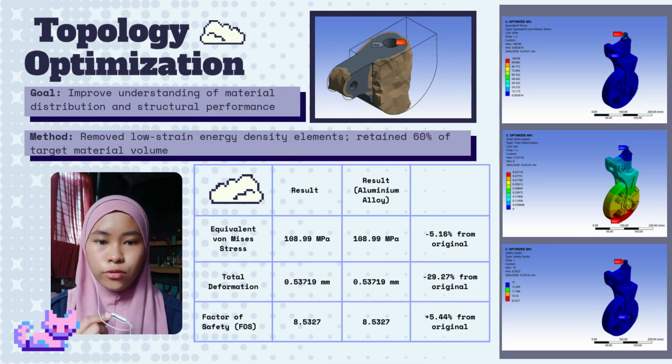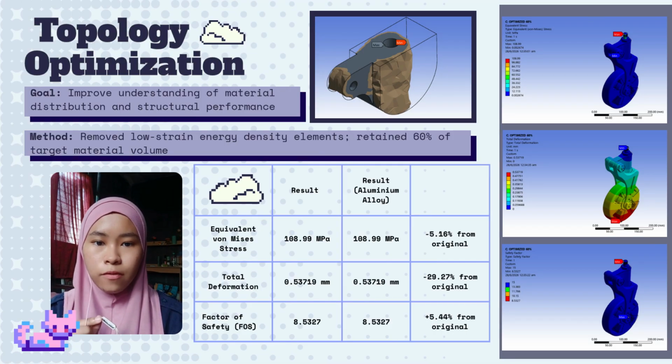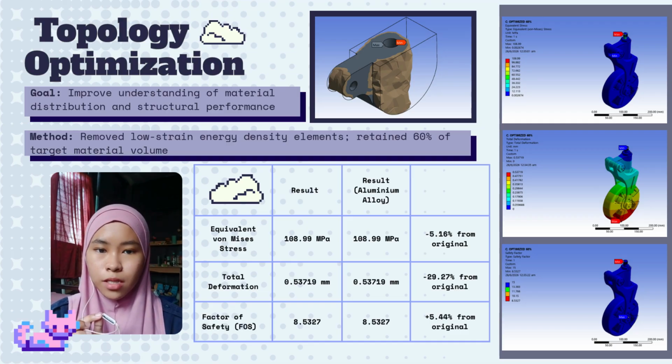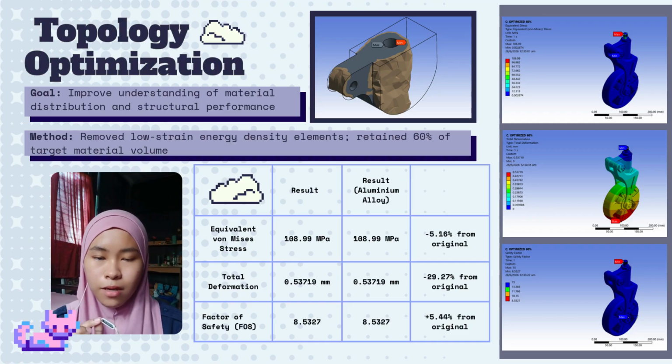Finally, let's look at the insight from topology optimization. The main objective here was to better understand the optimal distribution of material to enhance the structural performance and manufacturability. Using this method, we identify and remove material from the areas that experience low strain energy, effectively keeping only the skeleton of the structure. We aim to retain 60% of the target material volume.